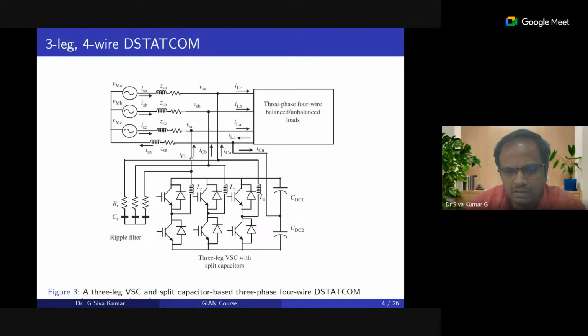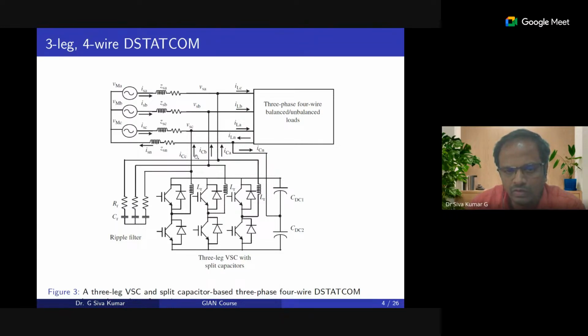is used to provide the harmonic current. Whatever harmonic current is required for your three-phase, four-wire balanced and unbalanced load, which is not necessarily harmonic, it also supports the reactive current also. The reactive current.